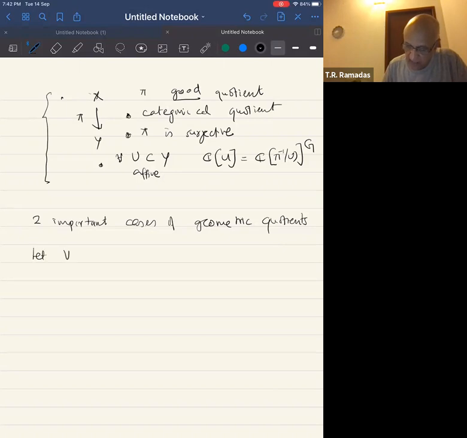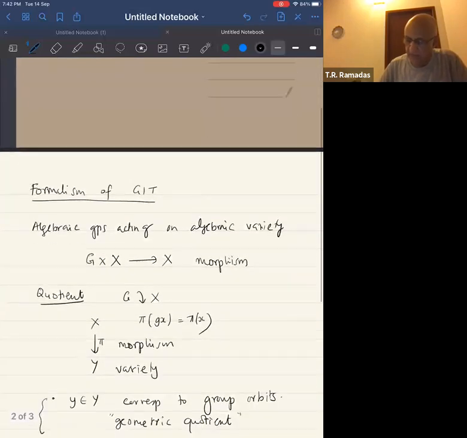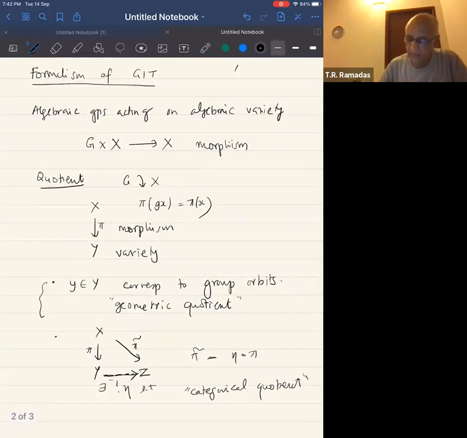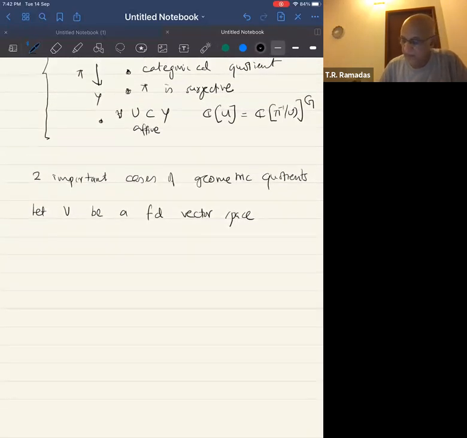Let V be a finite dimensional vector space. Oh, by the way, I should have said this at the very beginning. We will be working with varieties over C. These are complex varieties. So let V be a finite dimensional complex vector space.